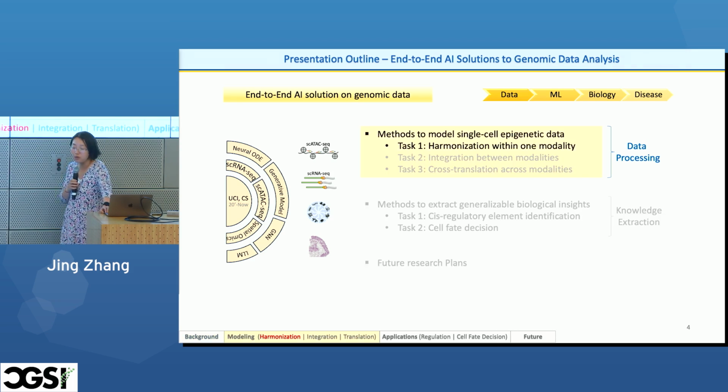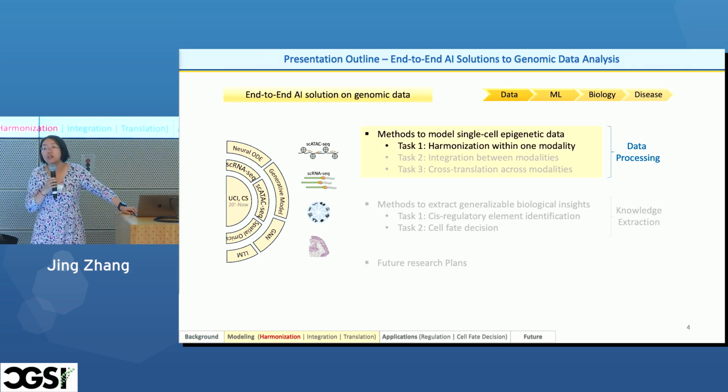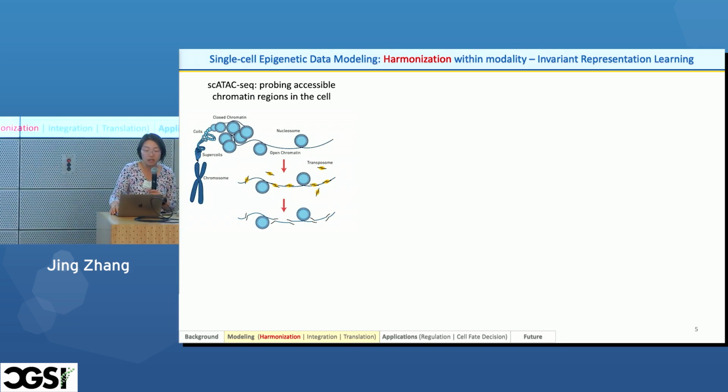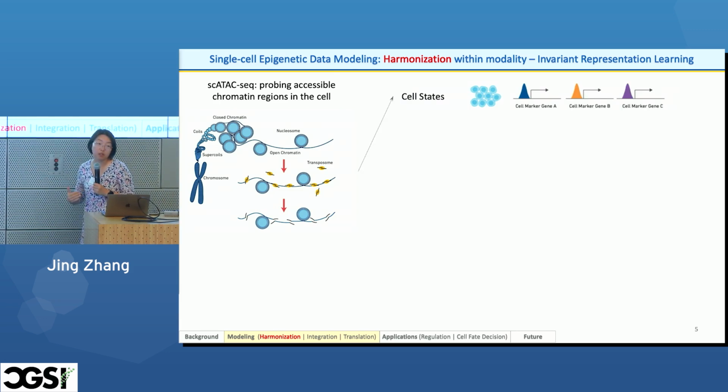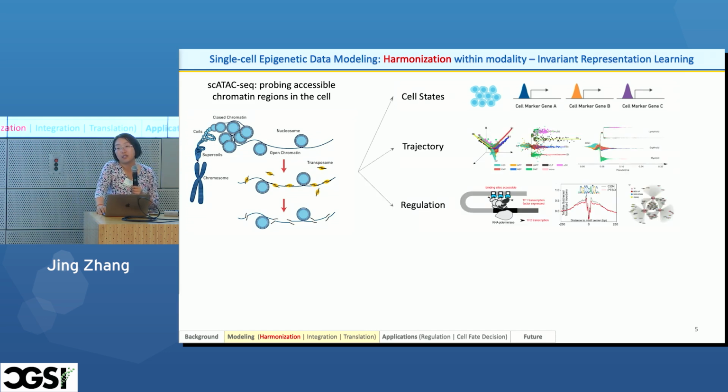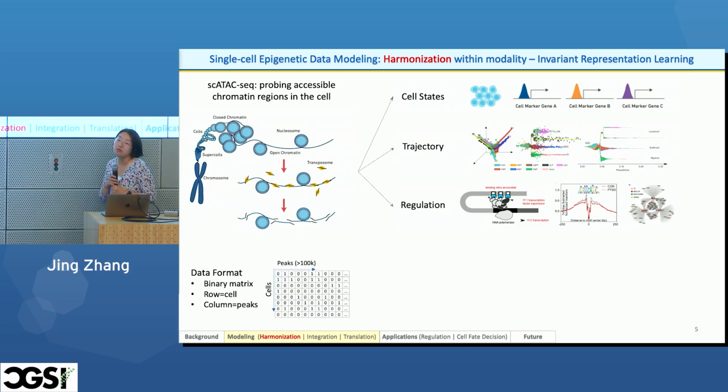So let's go to the first part, and how to clean the noisy single-cell epigenomic data. Starting from 2020, we started to work on single-cell ATAC data, and it actually measures the open chromatin regions in each single cell. It has a lot of applications. For instance, it can help us characterize cell states, build cell trajectories, and investigate gene regulation. But unfortunately, this type of data is very noisy.